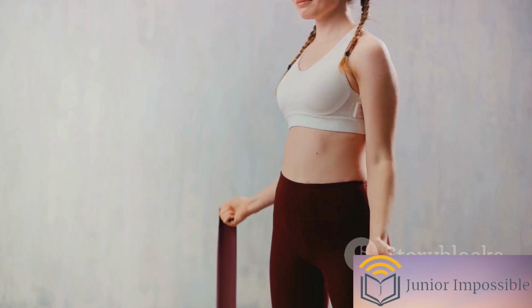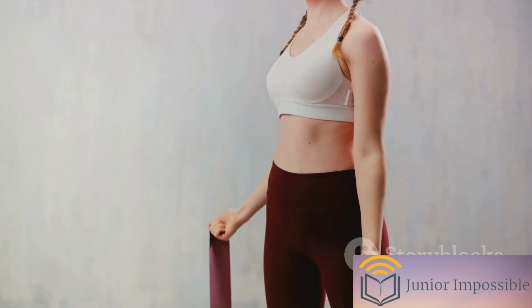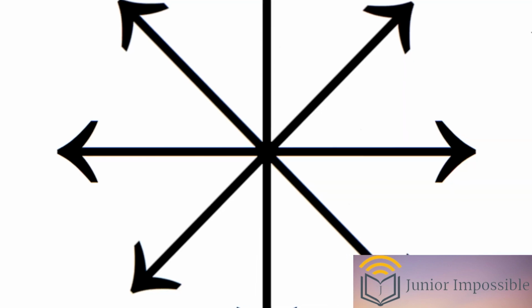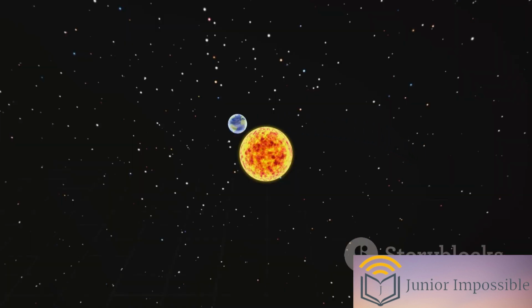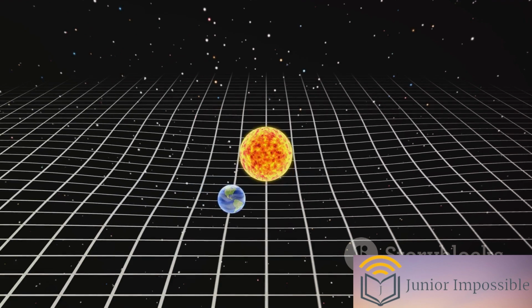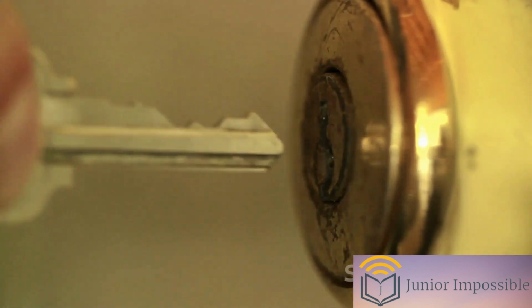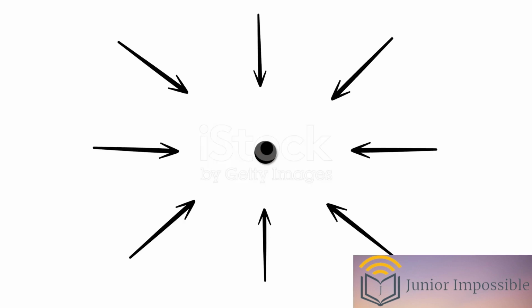Interestingly, the direction of the force also matters. Forces can be vertical, horizontal, or diagonal. A vertical force, like gravity, pulls objects down towards the Earth. A horizontal force, like a push or pull, can move objects side to side. Diagonal forces can result in a combination of these effects.